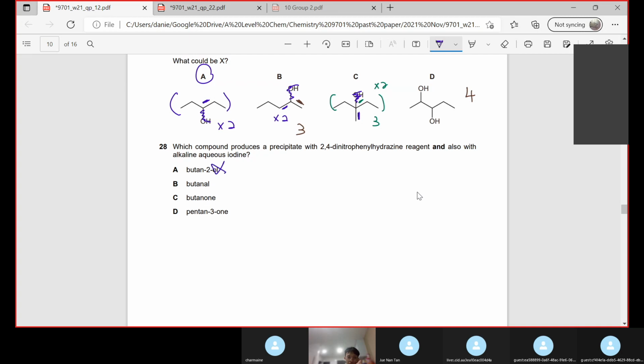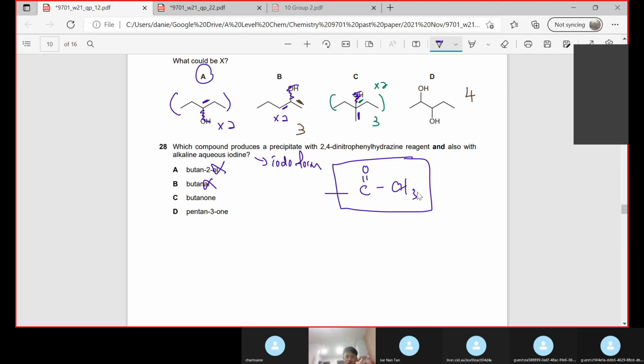Then the one that also can react with alkaline aqueous iodine, this is the iodoform test. So for the iodoform test, the carbonyl compound should have the C double bond O CH3 structure. It must have this structure, then only it can give a positive result. Aldehyde's C double bond O is terminal, which doesn't have this structure, so aldehyde is out.